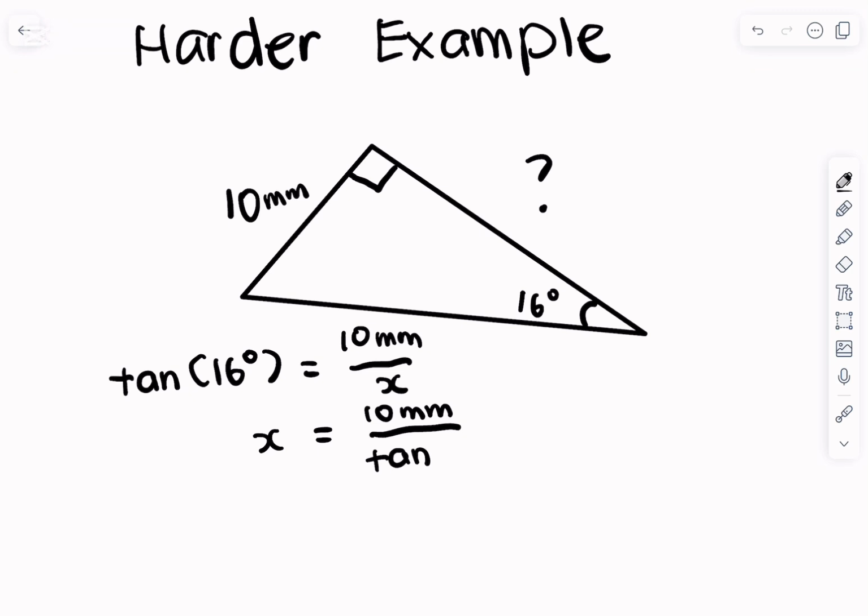And then the final answer after you put it in your calculator is 34.87 to 2 decimal places.